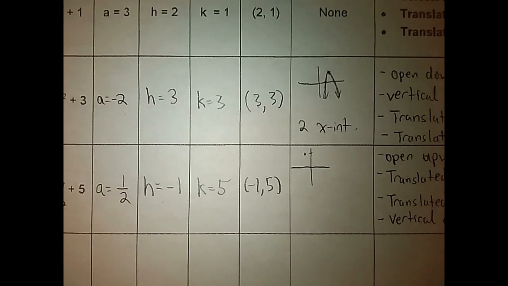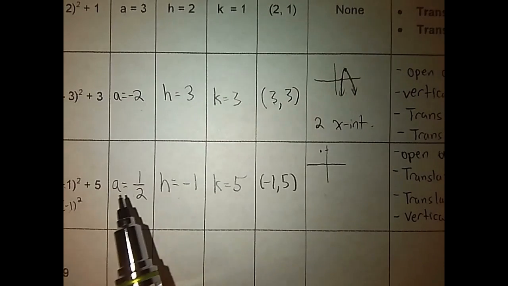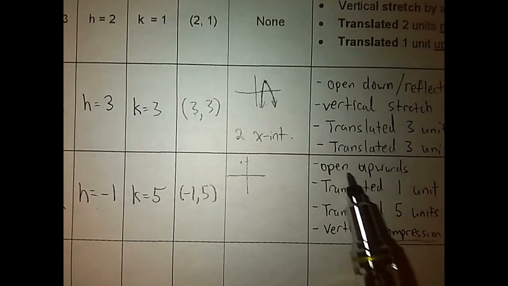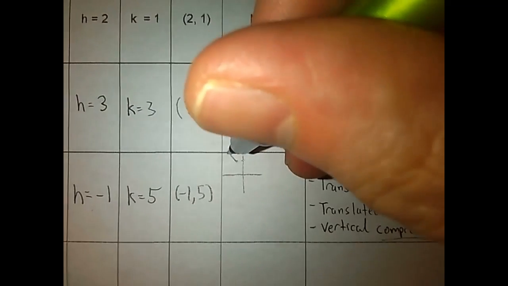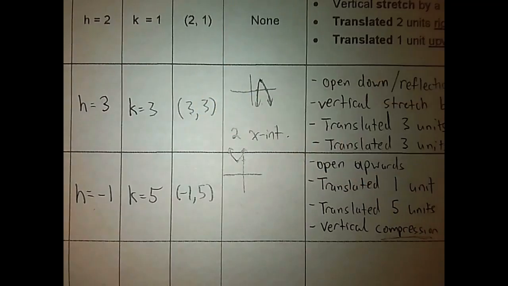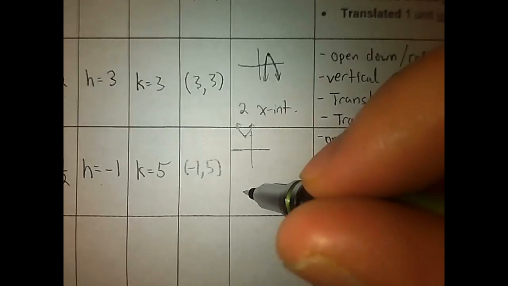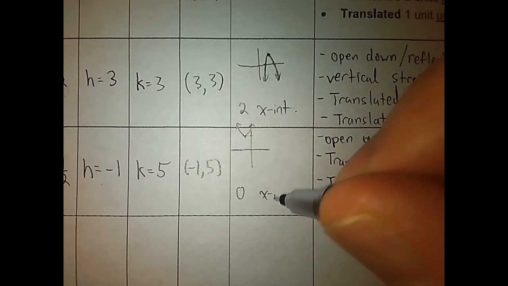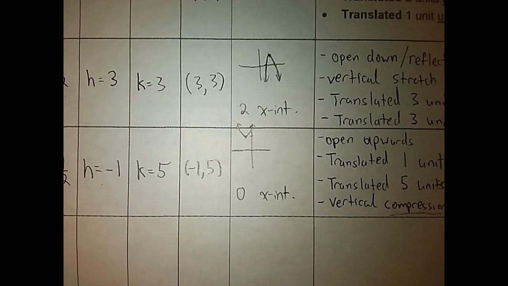And I know that the parabola opens up or down. Well, the a value is positive. We said that the graph opens upwards. So if the parabola opens upwards, then this is never going to cross the x-axis. So there's going to be 0 x-intercepts, or there are no x-intercepts, there are none. So either answer is fine.